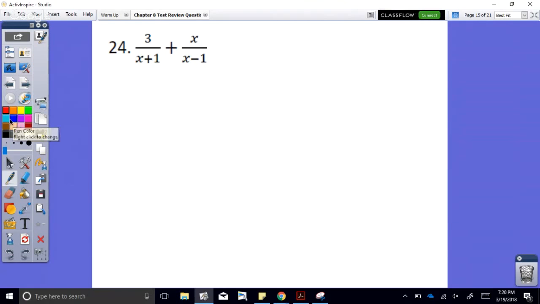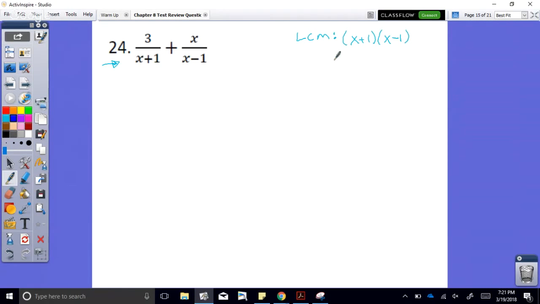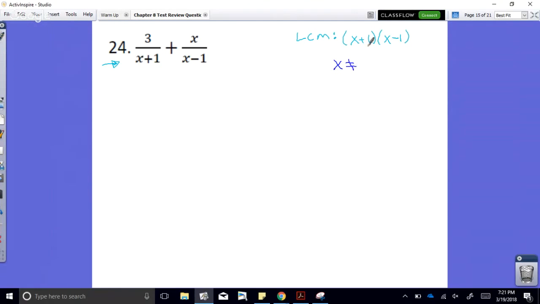Okay, 24 is already factored for us, so we can go straight to the LCM. LCM, again, of the denominators says we have an x plus 1, and we have an x minus 1. With the LCM, we can go ahead and state the restriction. So the plus 1 says x cannot be negative 1. Negative 1 says that x cannot be 1. So there's steps 1, 2, and 3.